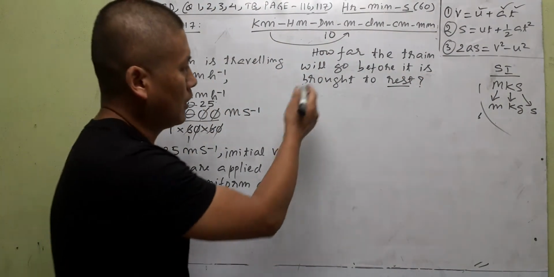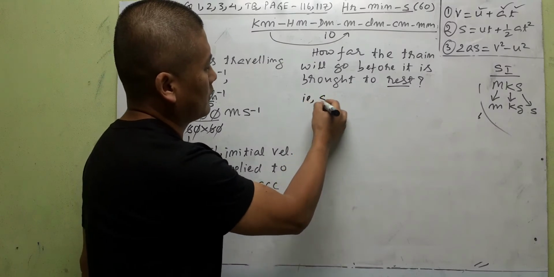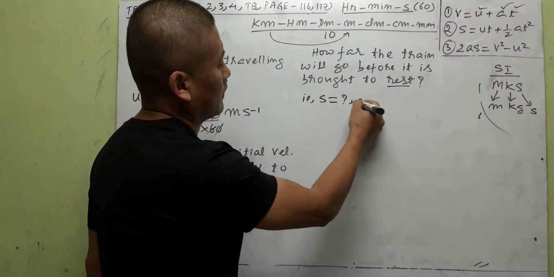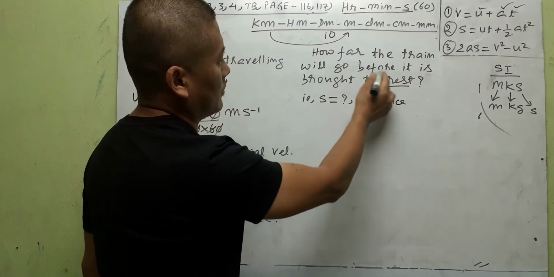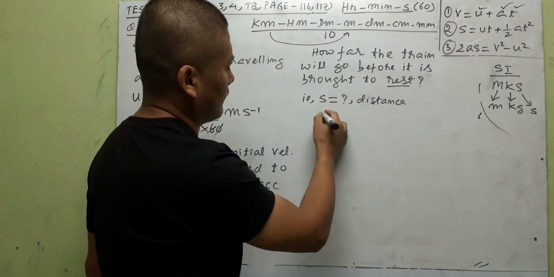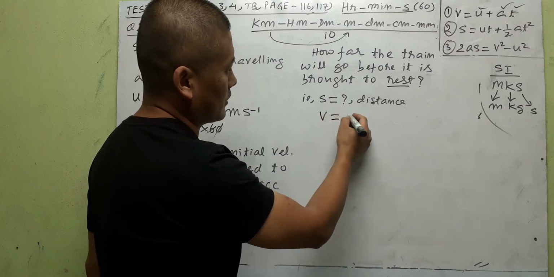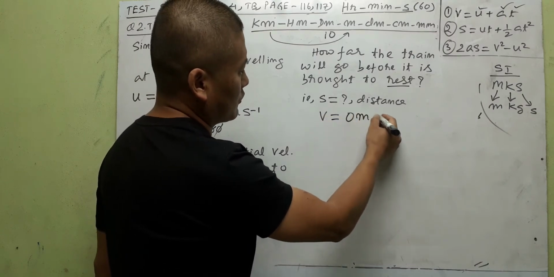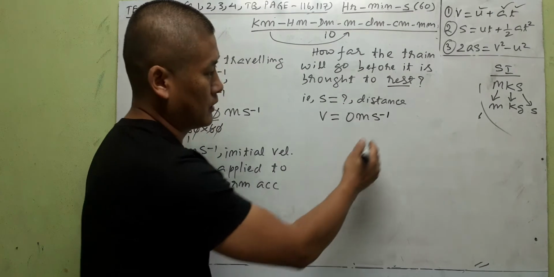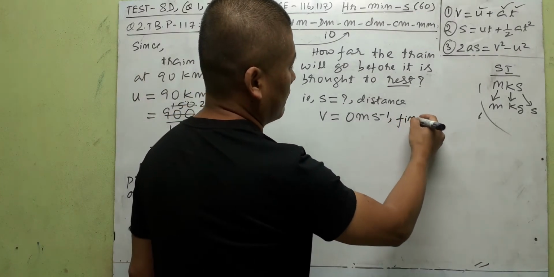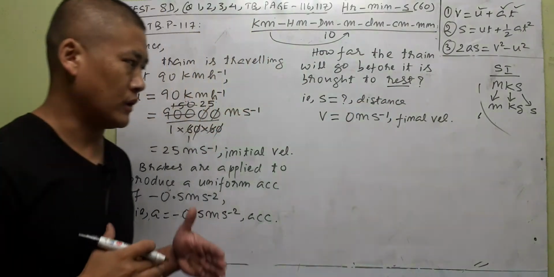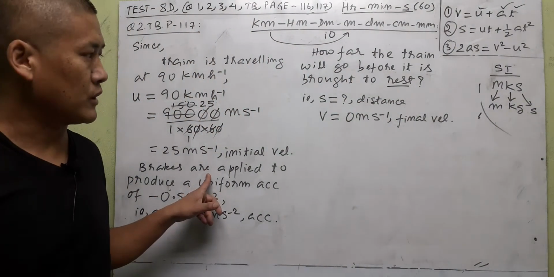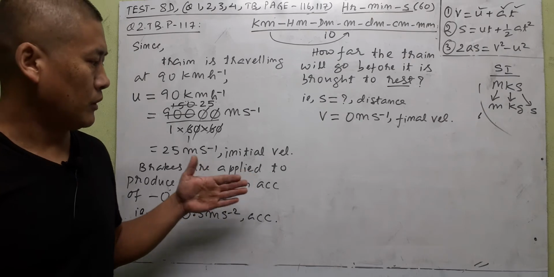Okay, so how far means that is the distance that it will go. They are asking the distance. Before it is brought to rest means the final velocity. The final picture is the train will come to stoppage. So 0 meter per second is the final velocity. Because of the word rest, we know that the train will finally stop because of the application of these brakes. But before it stopped, how far did it travel?